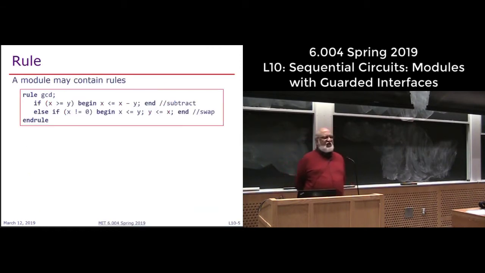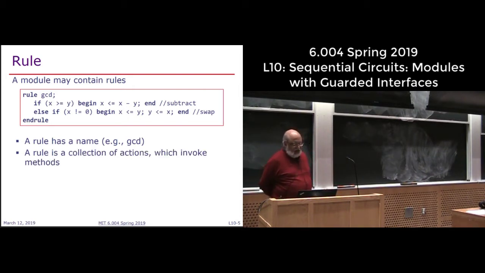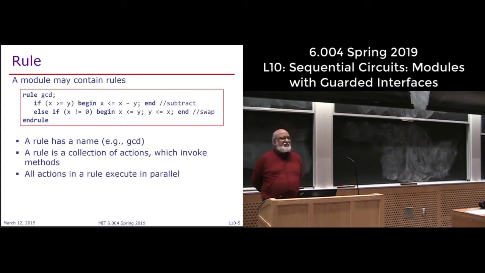Okay, let's re-examine the rule again. This is the same rule that you saw on the previous slide. A module may contain one or many rules in it. A rule has a name. The name of this rule is GCD. A rule is a collection of actions. By definition, you have nothing but actions, right? And you just write lots of actions and you collectively think of it as a rule. And each action itself is a method call. All actions in a rule execute in parallel. And we have to understand exactly what that means. But don't think of them executing sequentially. They all execute at the same time. The right way to think about this is you always read the current values of the variables and at the end of the rule you update all the variables in one go.